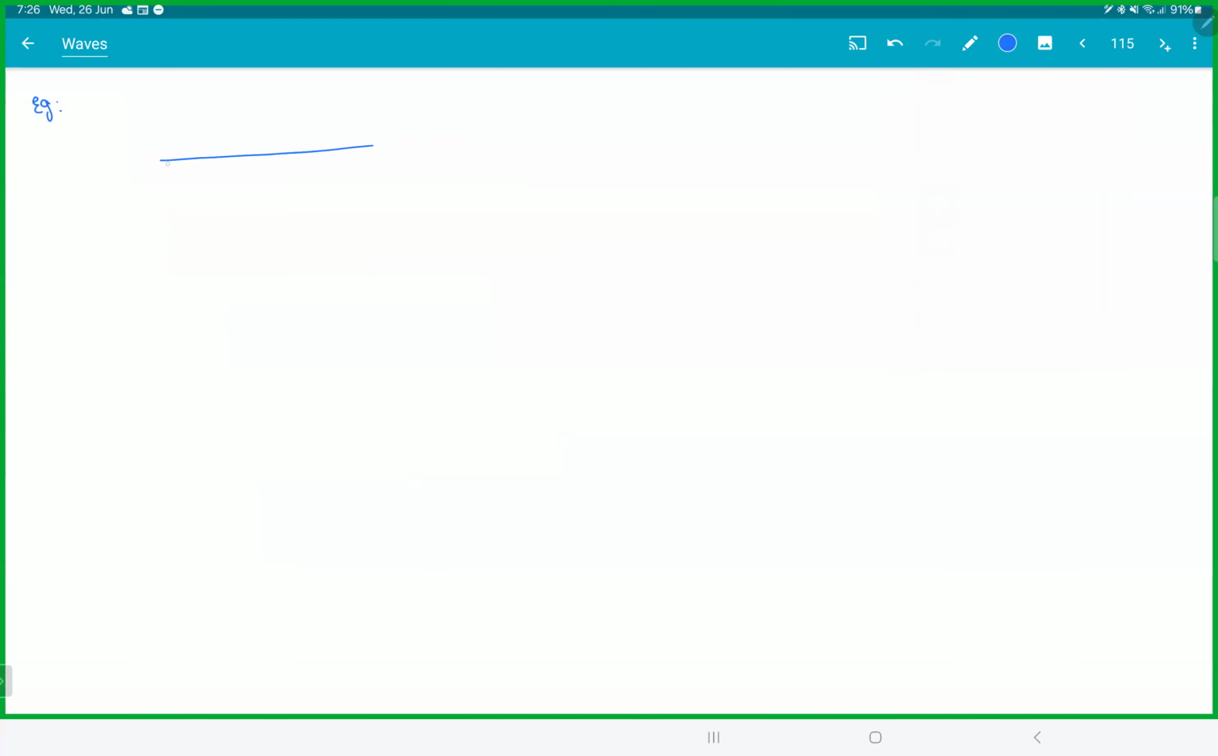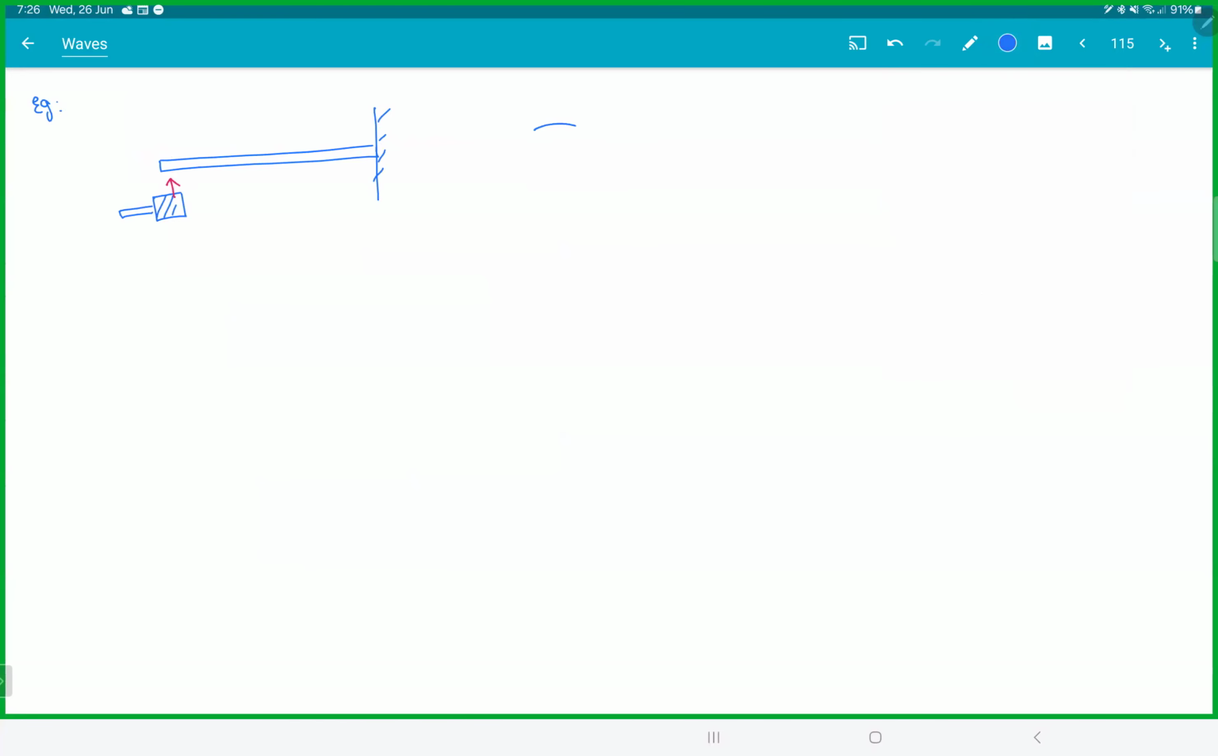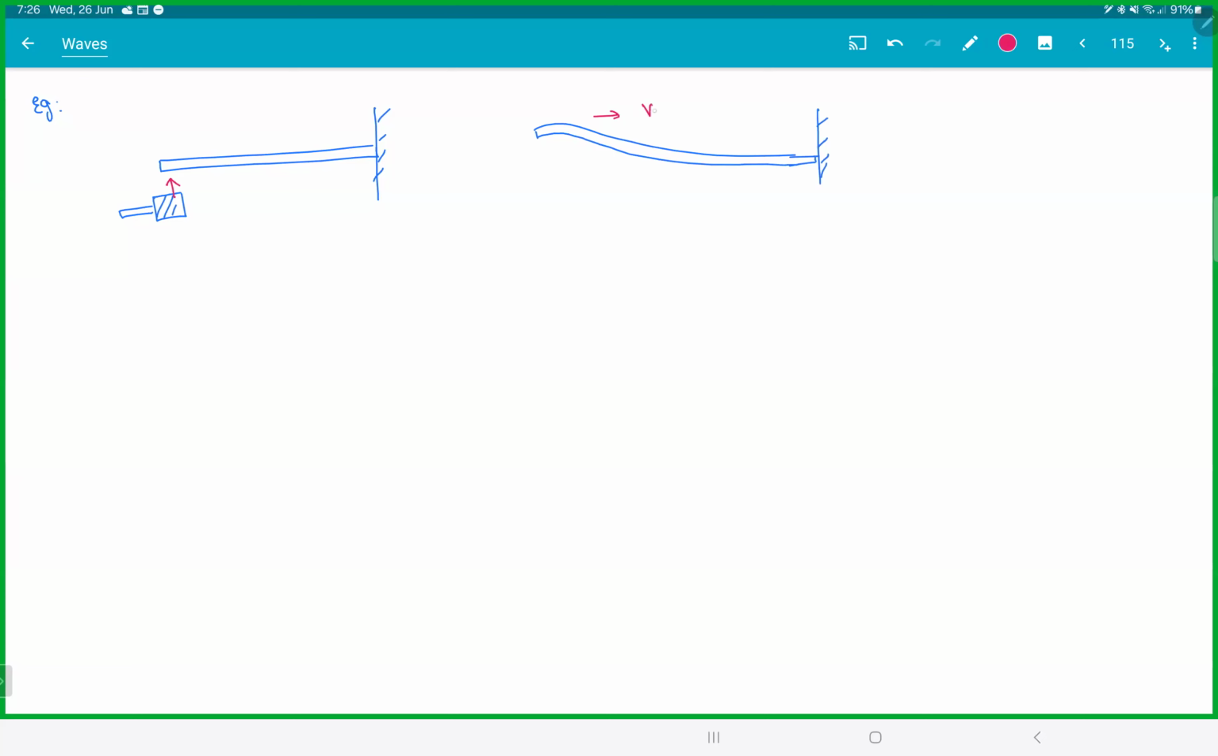Let's say we have a rod like this. You take a hammer like this and you beat it like this. You hit it vertically. Then what will happen? You will get a bump like this. What kind of wave is this? This is a transverse wave, because the bump is traveling up and down. And we know V transverse is root over T by mu.